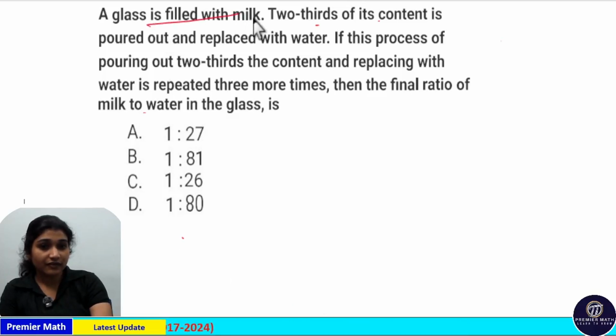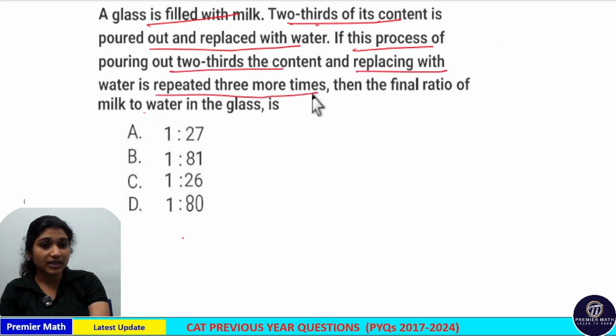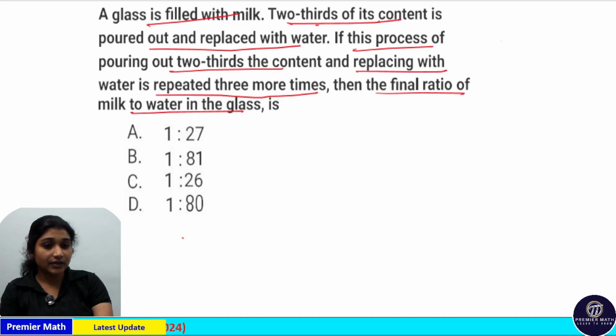A glass is filled with milk. Two-thirds of its content is poured out and replaced with water. If this process of pouring out two-thirds of the content and replacing with water is repeated 3 more times, then find the final ratio of milk to water in the glass.